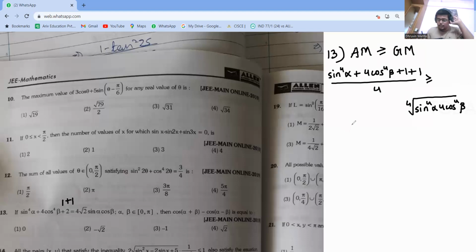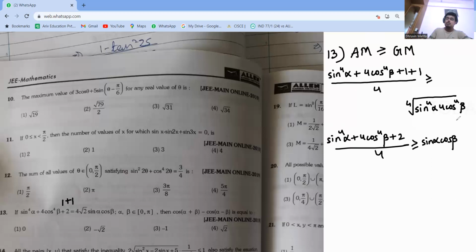Are you following this, Trisha? Okay, that is why we took 1 plus 1. Now see what happens with this: since we took 1 plus 1, the product under the fourth root gets the 1s, so they will come out of the root. So see, we'll simplify this. The value: we have sine raised to 4 alpha plus 4 cos raised to 4 beta plus 1 plus 1, which is 2, upon 4, greater than or equal to sine alpha cos beta, and we have the fourth root of 4, guys.